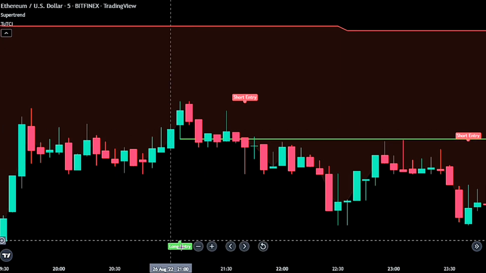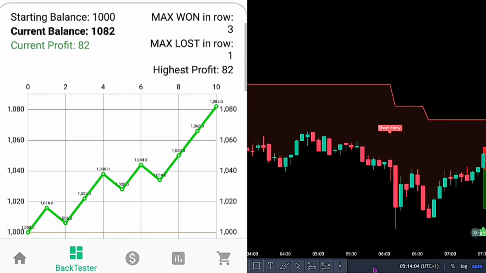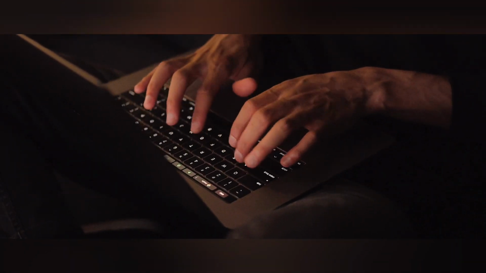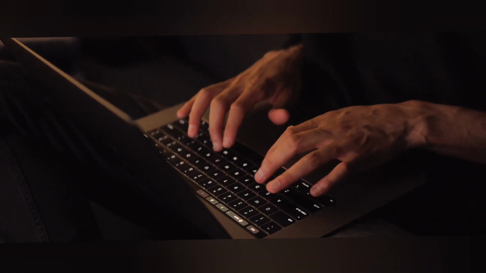I will backtest it 200 times with an initial account size of $1,000, with a 1.5 risk-reward ratio. If you are just starting out trading, then you should definitely try this strategy, as it is easy to follow. Without wasting much of the time, let's jump right into it.